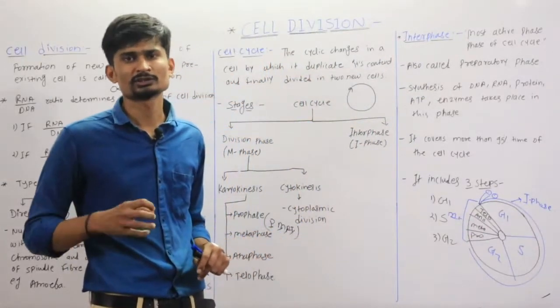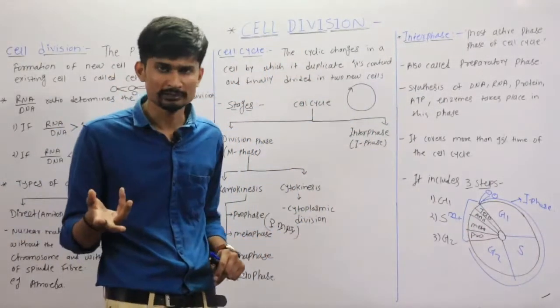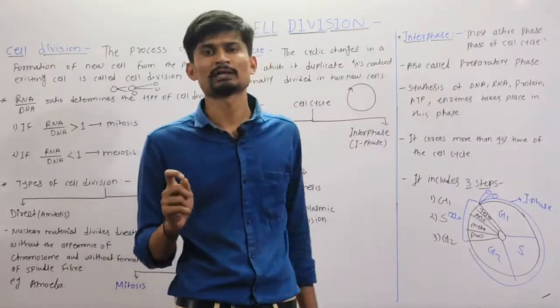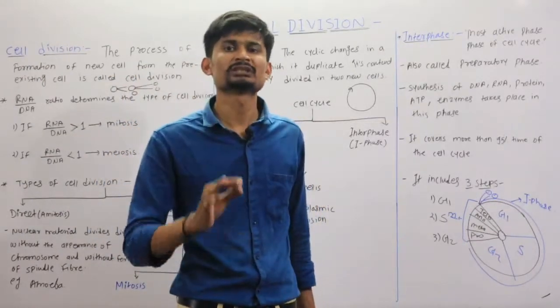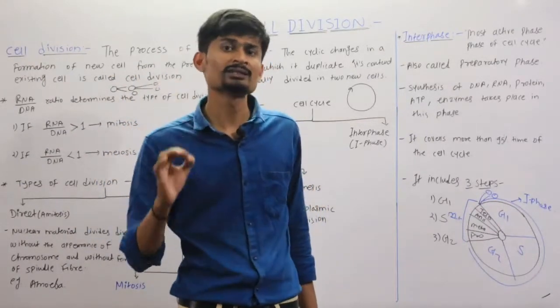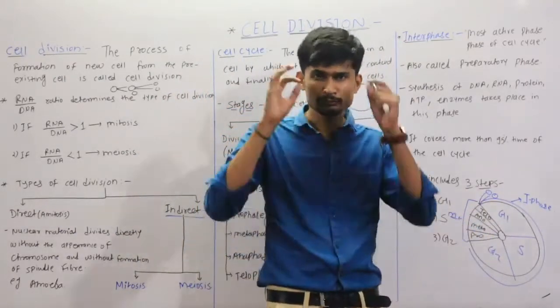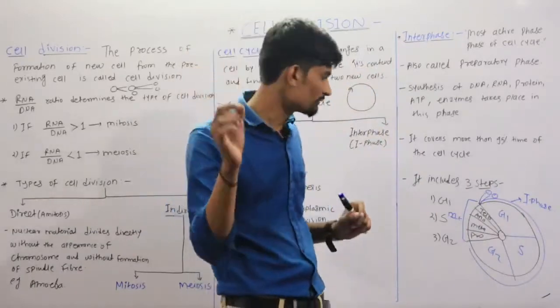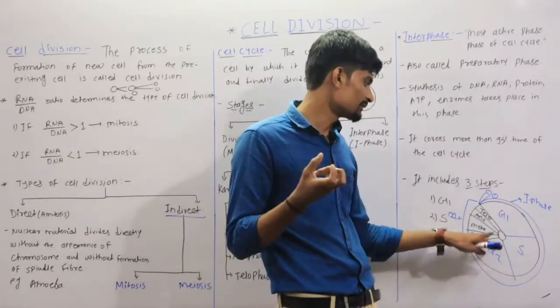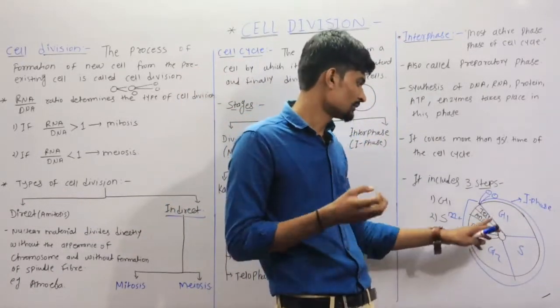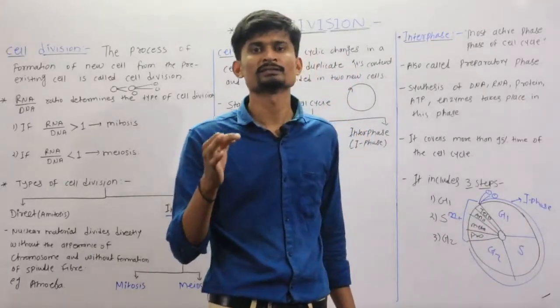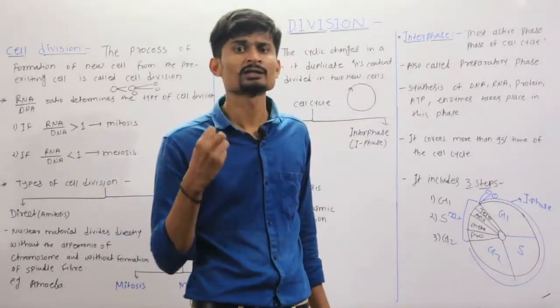Many students get confused with pre-mitotic and post-mitotic, about which stage is called the pre-mitotic phase and which stage is called the post-mitotic stage. So simply, if you learn this diagram, then you can easily visualize the G1 phase, S phase, G2 phase, and you can easily answer which is the pre-mitotic phase and which is the post-mitotic phase.